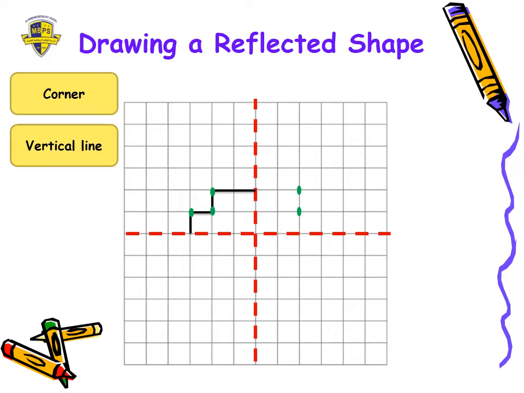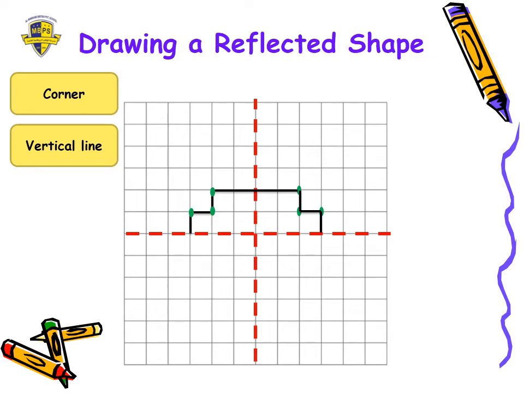So I count 3 squares and I put my dot on the other side. Then just match between the dots and this is our reflected shape. Now I have to reflect it horizontally. So now we want to look at the horizontal line, the sleeping line.